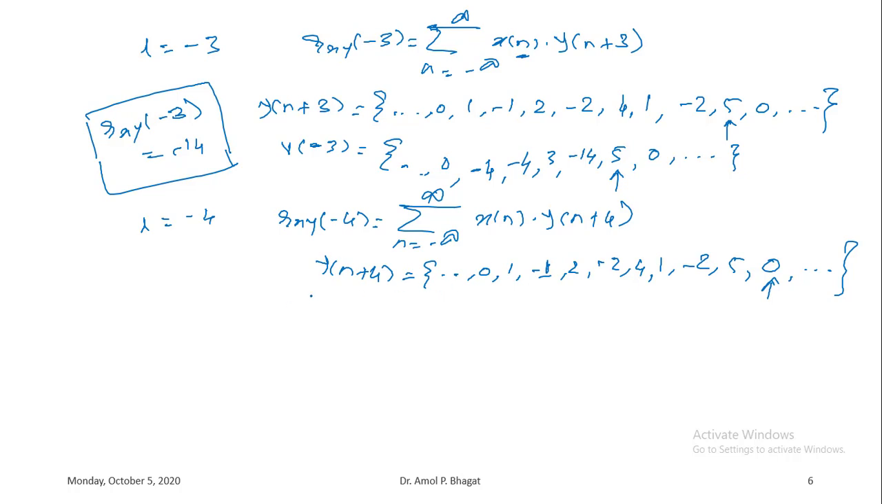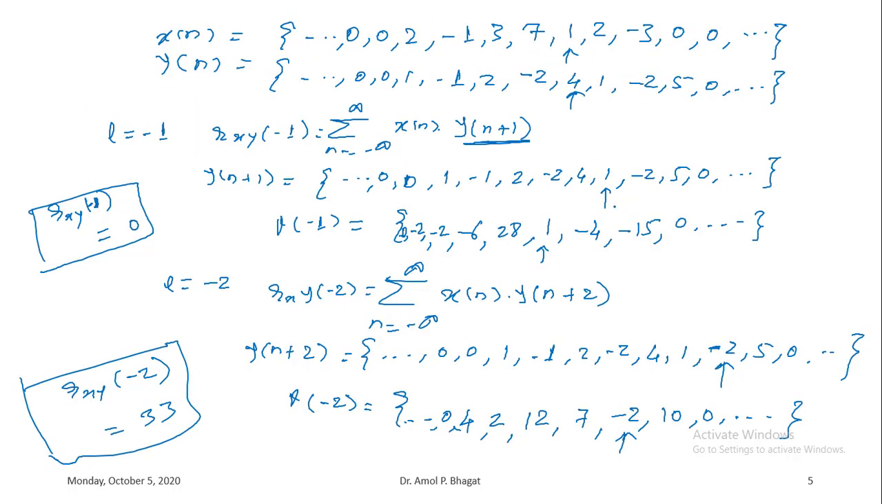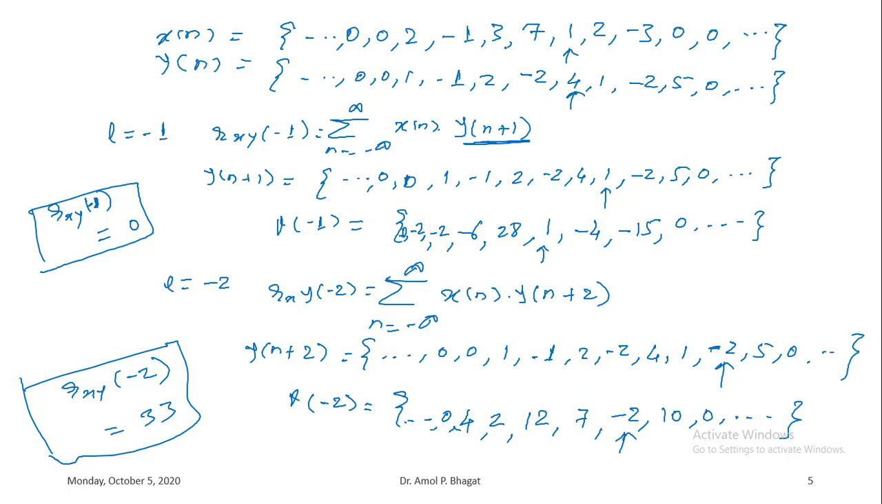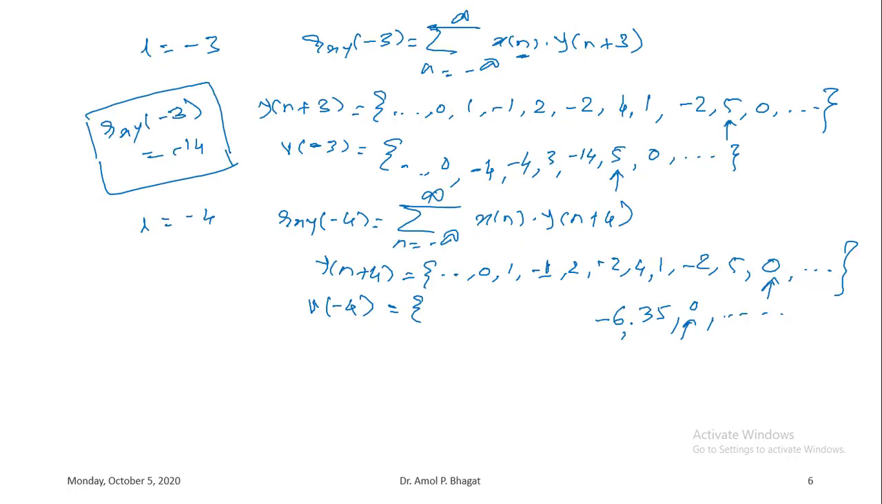So again this will get multiplied with x of n. I'll indicate this product sequence as v of minus 4. At origin the value is 0, so this will be 0. The remaining values again will be 0. At minus 1, 5 is there and 7 is there, so it will be 35. Then minus 2 is there, then 3, and 6 is there, so it will be minus 6.